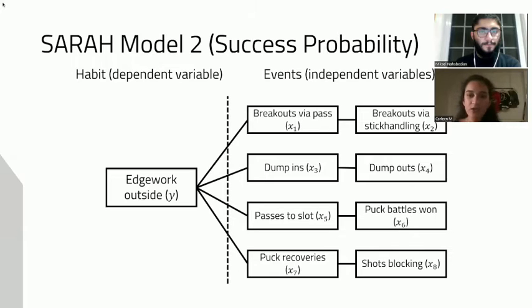So with Sarah 2, we end up just being able to make a prediction on taking these microstats, such as breakout, skip pass, dump ins, and so on, and predicting all the different habits. And I should note that both for Sarah 1 and Sarah 2, we built an independent model: for Sarah 1, we built an independent model for each event, and for Sarah 2, we built an independent model for each habit.